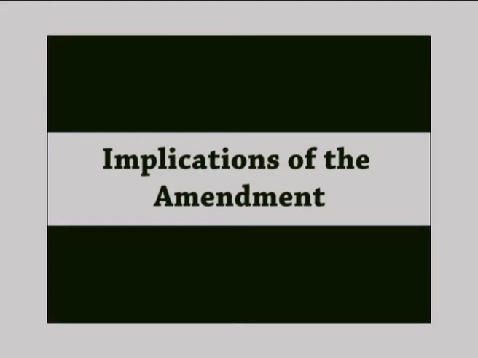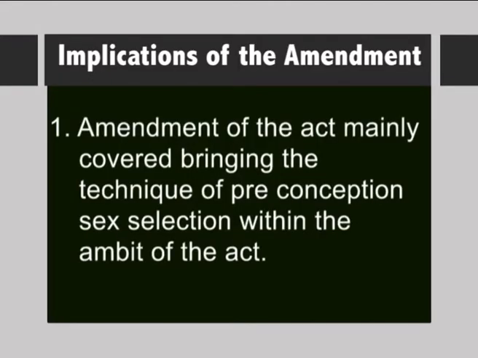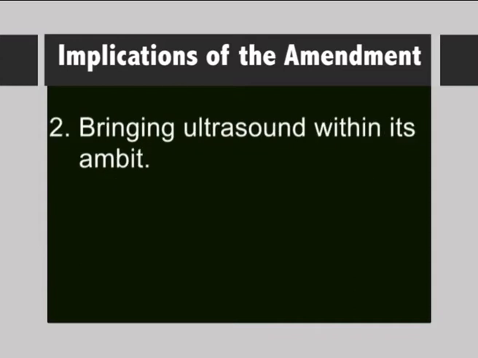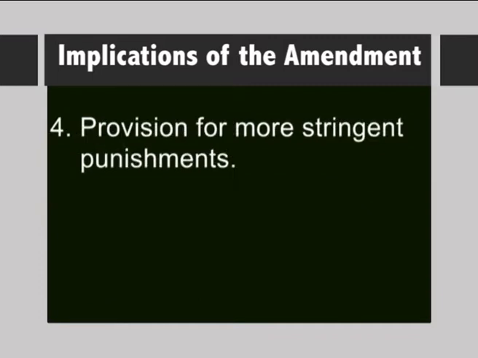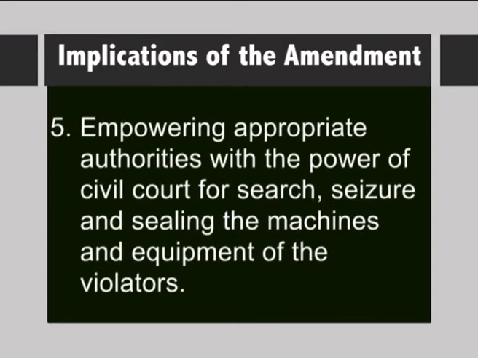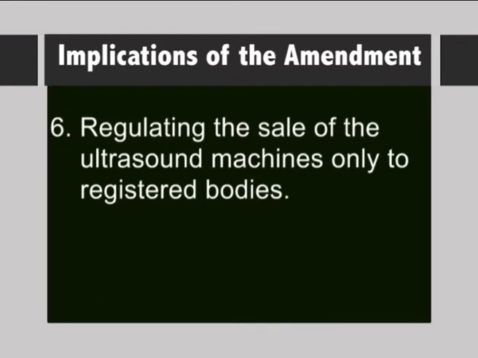Implications of the amendment. The amendment of the Act mainly covered bringing the technique of preconception sex selection within the ambit of the Act, bringing ultrasound within its ambit, empowering the Central Supervisory Board, constitution of the state level supervisory board, provision for more stringent punishments, empowering appropriate authorities with the power of the civil code for search, seizure and sealing the machines and equipment of the violators, and regulating the sale of ultrasound machines only to registered bodies.